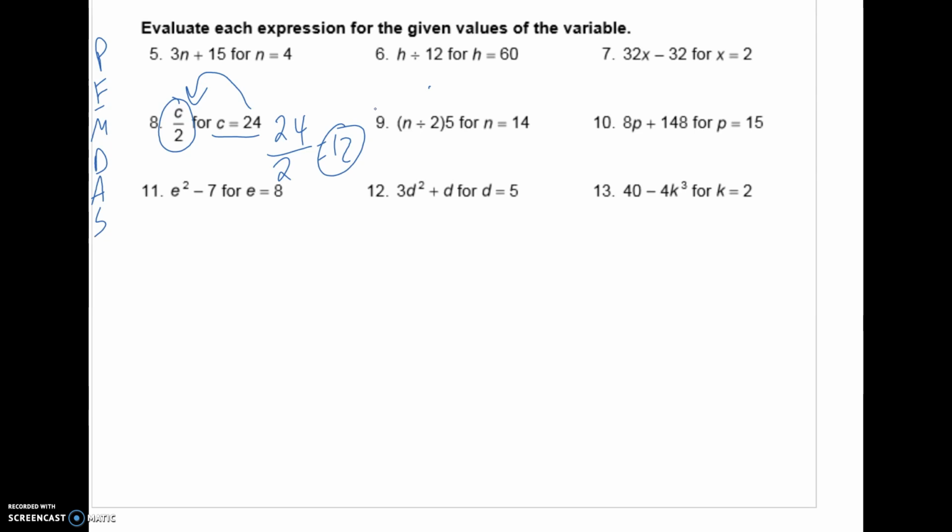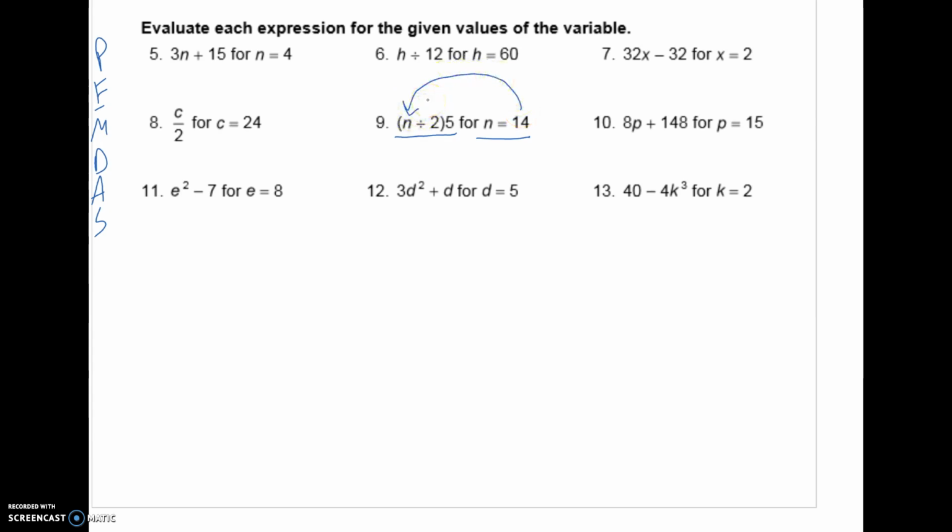Okay. Erase some of this stuff so it's not all crowded. N divided by 2. And then if you notice, after the parentheses, there's a 5. If it's right next to the parentheses, just like if it's right next to the variable, it means multiplication. So this is n divided by 2 times 5. Okay. And then here's our n equals 14. You plug it in over here.